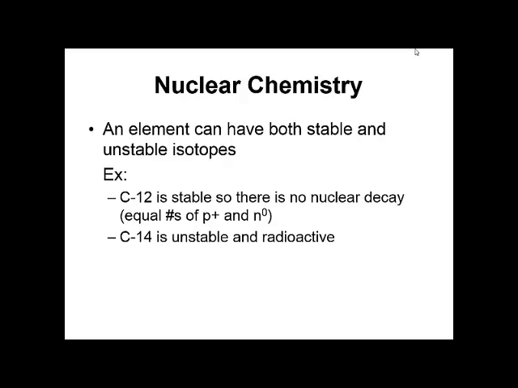Carbon-14, however, with a mass number of 14, is unstable and considered to be radioactive. Basically, this means that the nucleus of carbon-14 is not happy, essentially, and it will actually break down. Once it starts breaking down, it will release massive amounts of energy in the form of radiation.